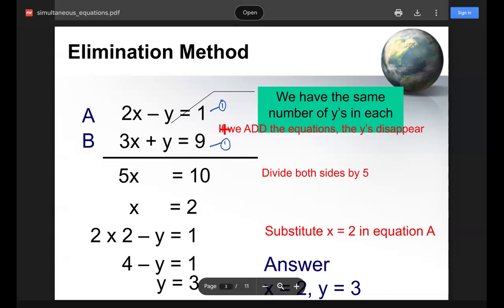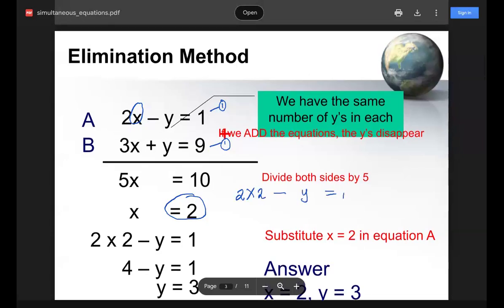So I'll pick the first one. Since you know that x equals 2, anywhere you see x, you put 2 there. So let's pick the first equation. We change the x to 2. That gives you 2 times 2 minus y equals 1. Then 2 times 2 is 4, so 4 minus y equals 1.